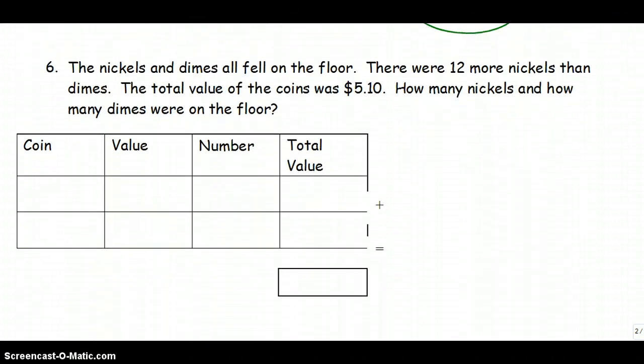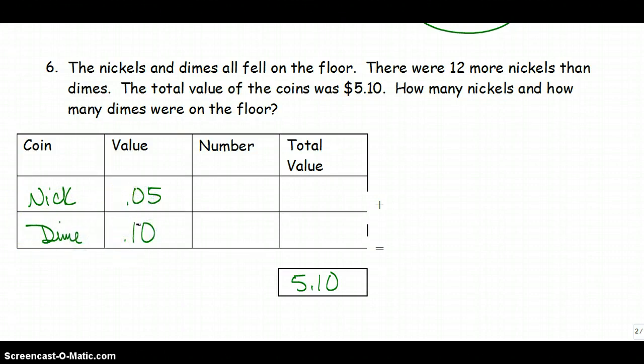Now number 6, the nickels and dimes all fell on the floor. There were 12 more nickels than dimes. The total value of the coins was $5.10. How many nickels and how many dimes? So nickels and dimes, value. It's probably getting old for you guys now.